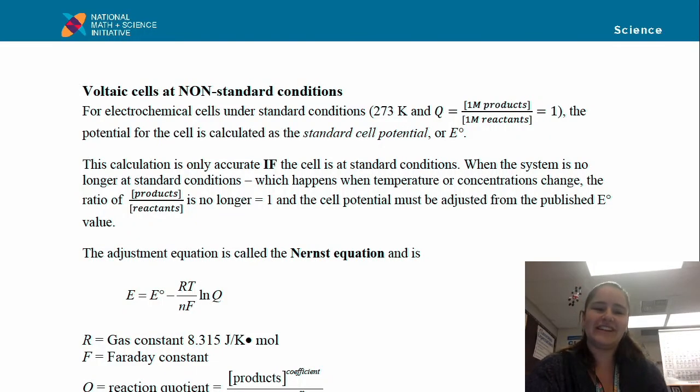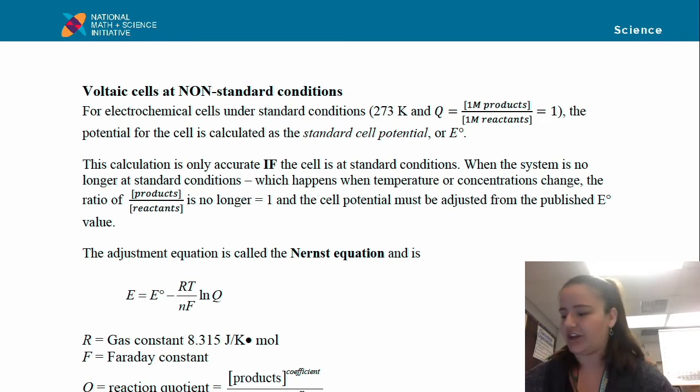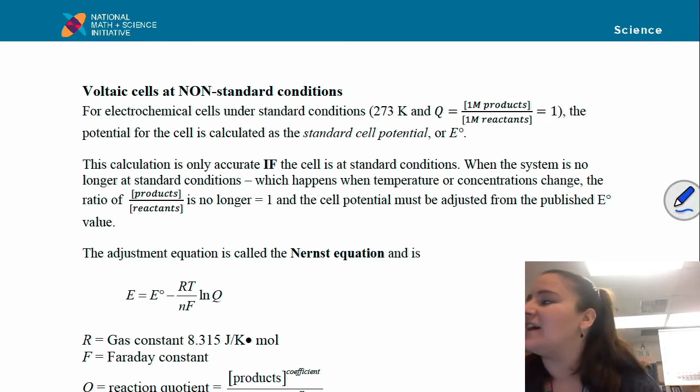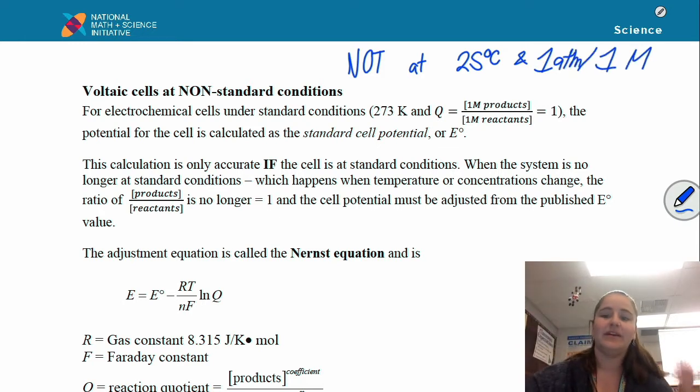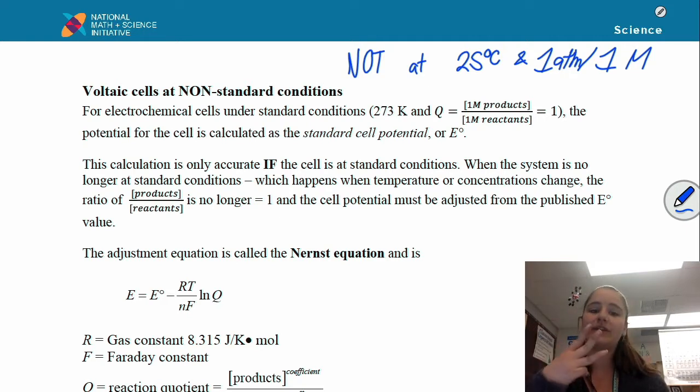Hey guys, Miss Peterson here, and today we are talking about voltaic cells at non-standard conditions. So these are voltaic cells not at 25 degrees Celsius and 1 atmosphere or 1 molar solutions, okay? Because guess what? Sometimes we don't do things the standard way. Sometimes we have to mix it up for different reasons. This is video 3 in our series on electrochemistry using the NMSI guided student guides. So let's talk about voltaic cells at non-standard conditions.